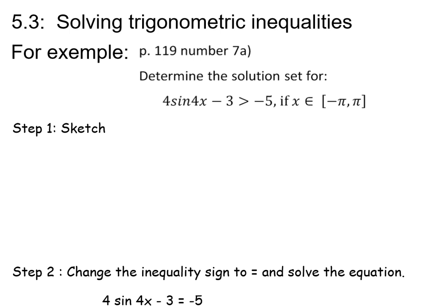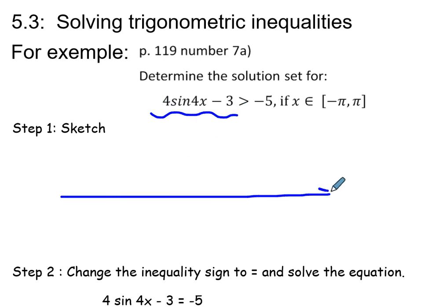Let's see how to solve trigonometric inequalities. So we're going to take, for example, page 119, number 7a, which is: determine the solution set for 4 sine(4x) minus 3 is greater than negative 5 if x is between minus pi and pi. First, I'm going to ask you to sketch what the graph of this looks like.